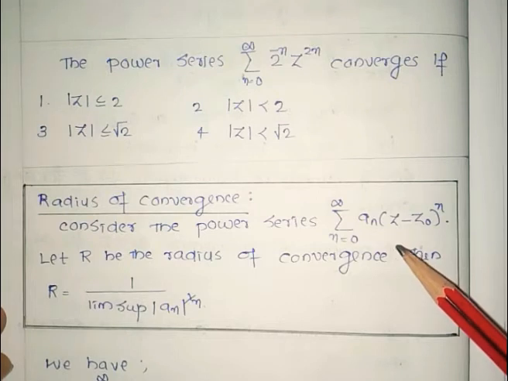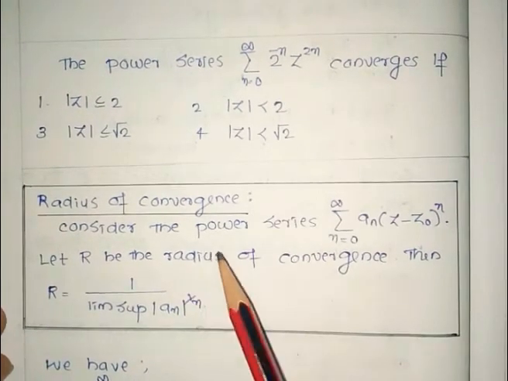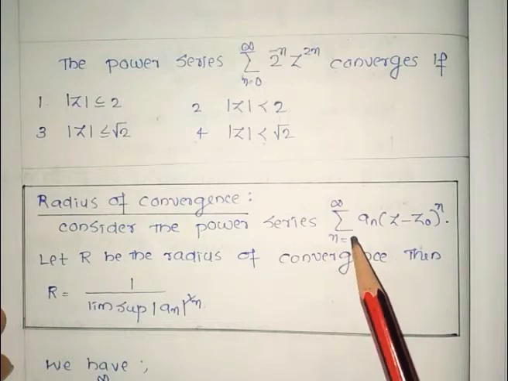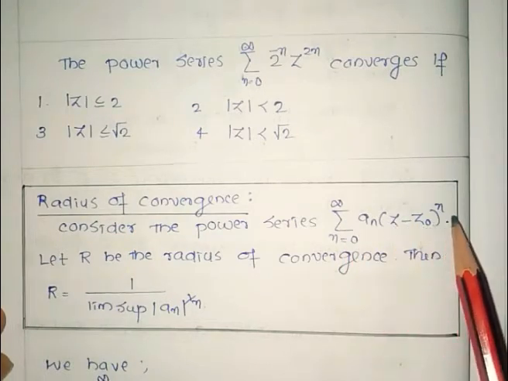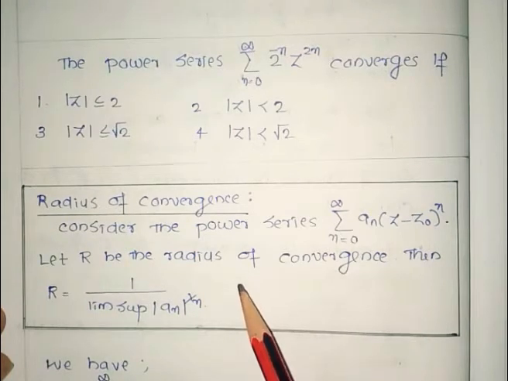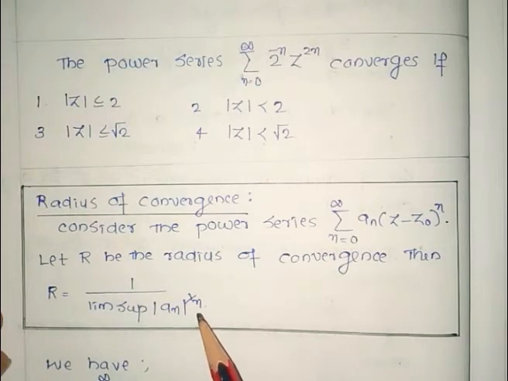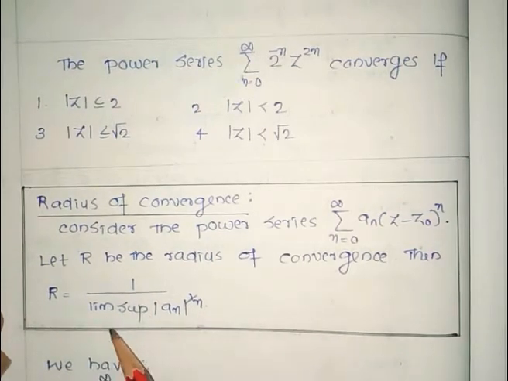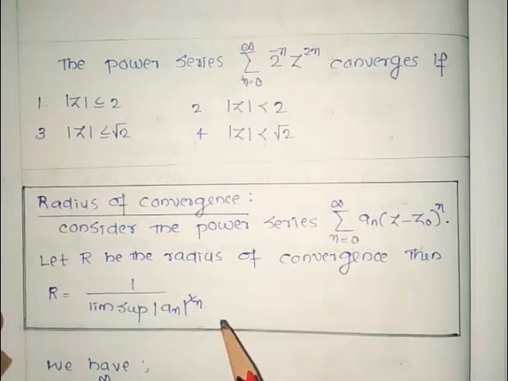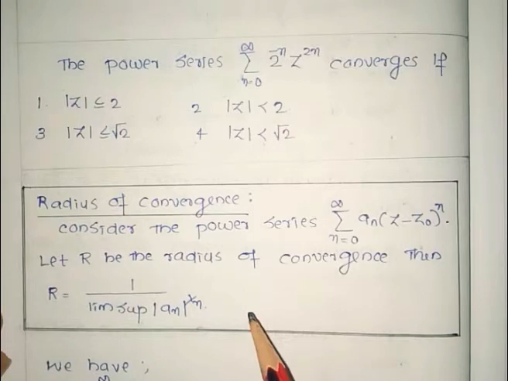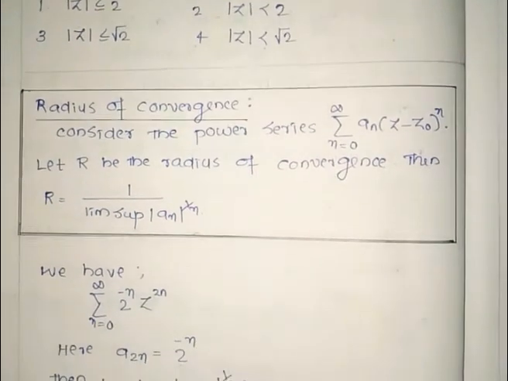The definition of radius of convergence: consider the power series summation n ranging from 0 to infinity a_n into (z minus z naught) all power n. Let R be the radius of convergence, then R is equal to 1 by limit supremum mod a_n all power 1 by n. So this is our equation to find the radius of convergence. This equation can be used only if the limit supremum of mod a_n power 1 by n exists. Otherwise we cannot use this equation. Now we are going to our question.